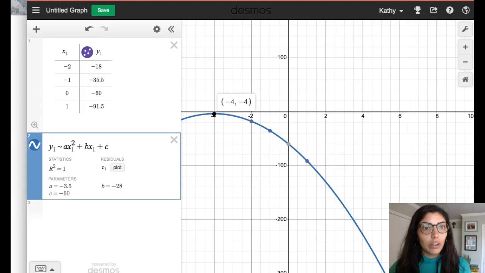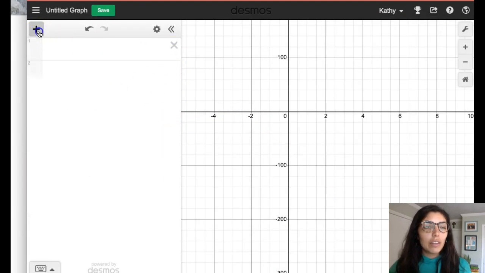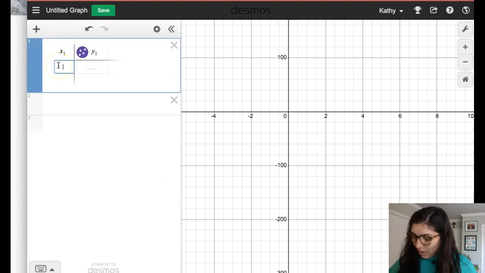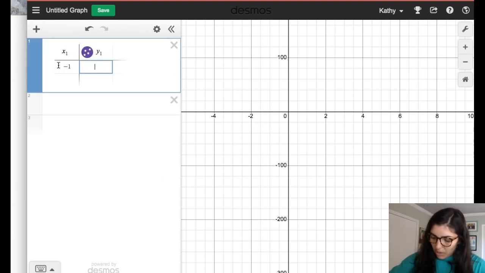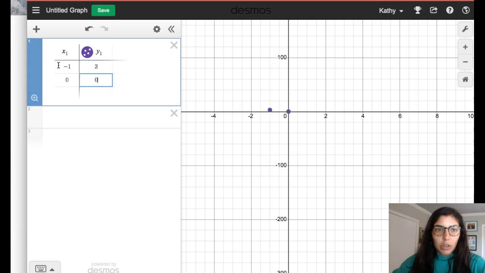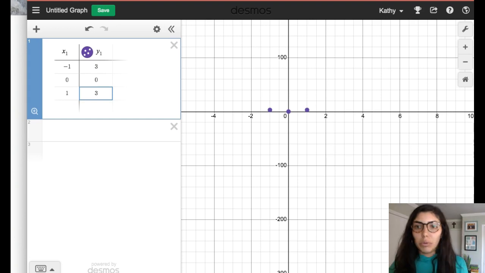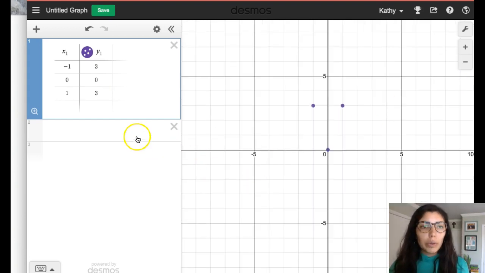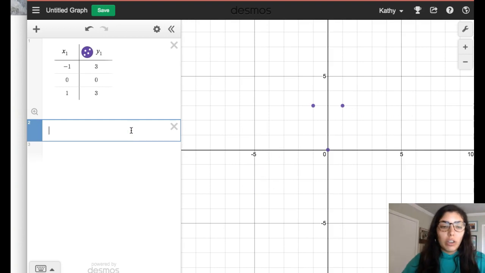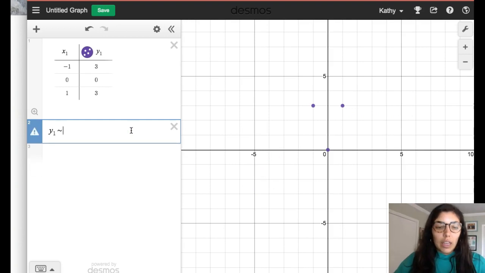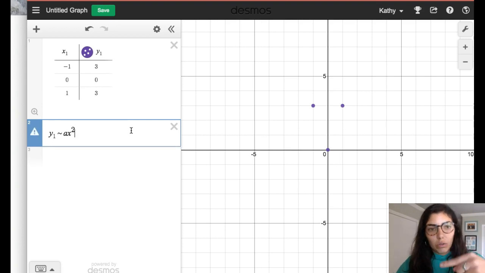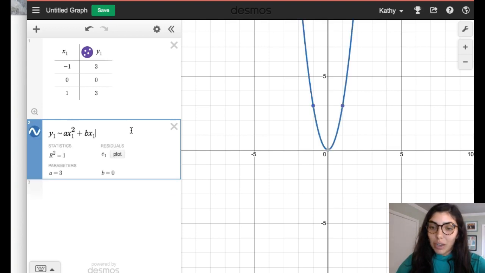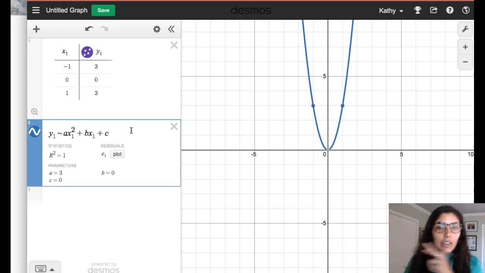So let's go ahead and do it. Get rid of these and start again. We have negative 1, 3. We have 0, 0. And we have 1, 3. I'm super zoomed out. Let me zoom back in. That looks pretty good. We type in the equation. It's y1 squiggly line, ax1 squared plus bx1, and don't forget that second one has to have a little subscript of 1 next to it, plus c. And now it tells me all the info I need.